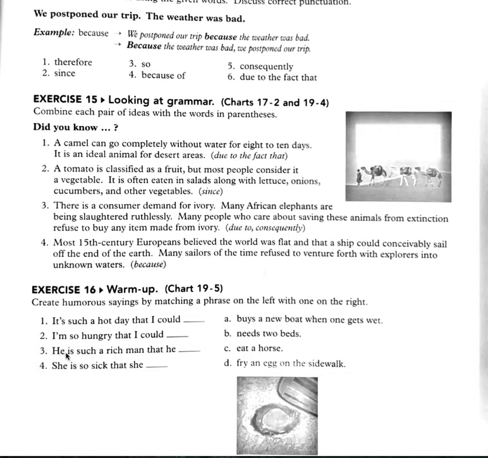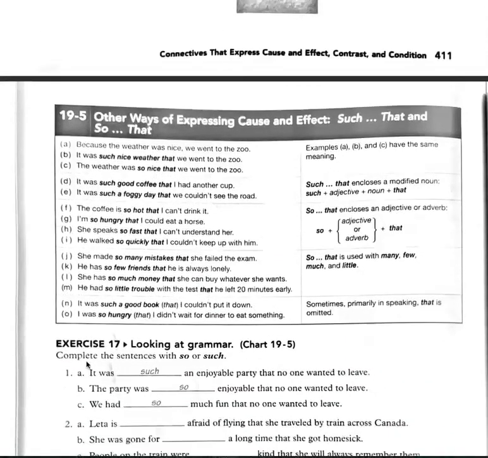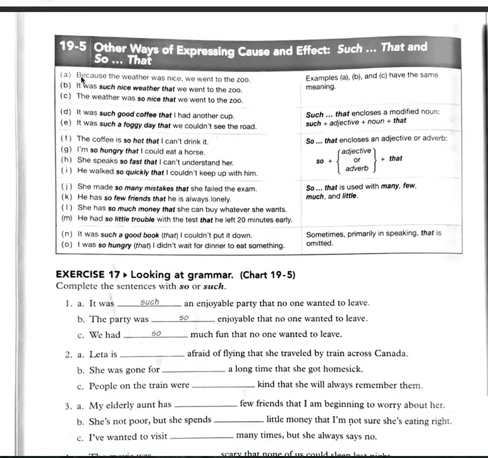Number 3, he is such a rich man that he, letter A, buys a new boat when one gets wet. So here we have such and that. So you're going to use a modified noun, rich man, adjective and noun. Number 4, she is so sick that she, B, needs 2 beds. So here, so and that is split with an adjective in the middle. Okay? So that, if we go to the next page, chart 19-5, that's the explanation here.